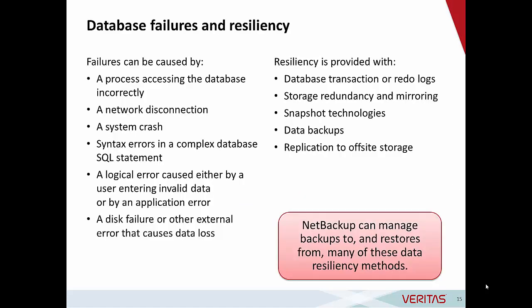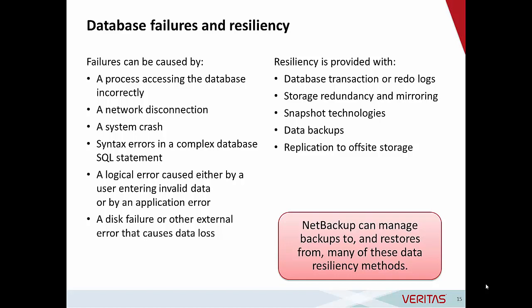This slide discusses different types of failures that can happen to databases, ranging from minor hiccups like a process accessing the database incorrectly to more serious issues like network disconnects, host aborts, corruption of data, disk failure. Now, relational databases are robust applications with some amount of built-in resiliency.